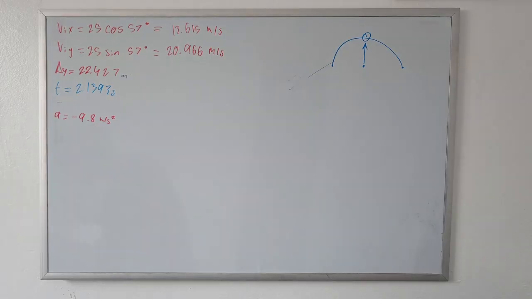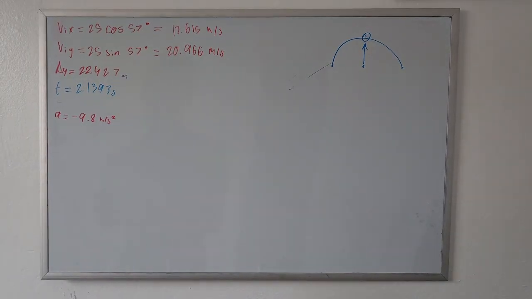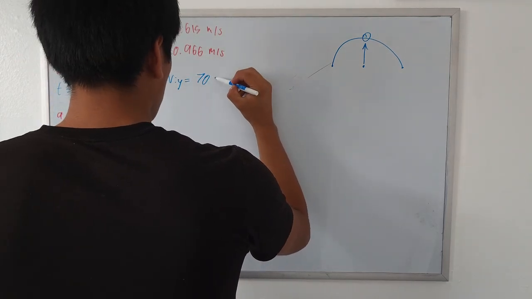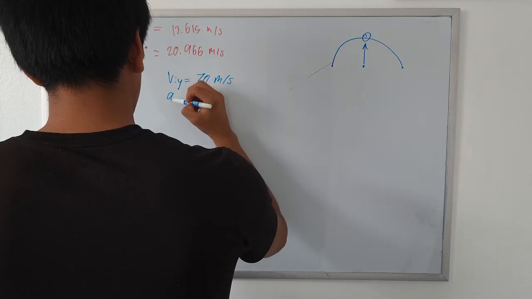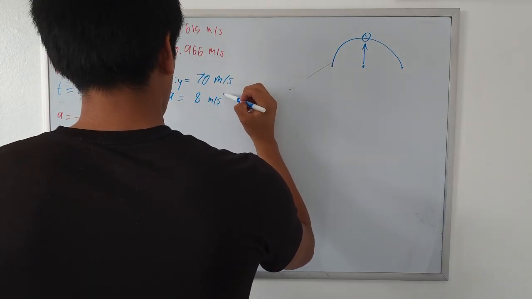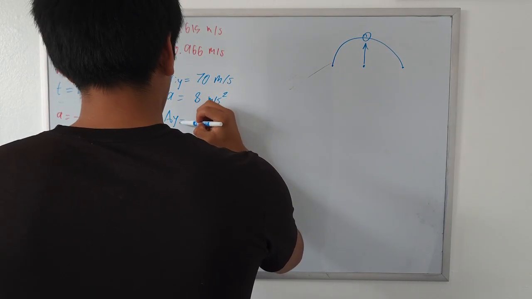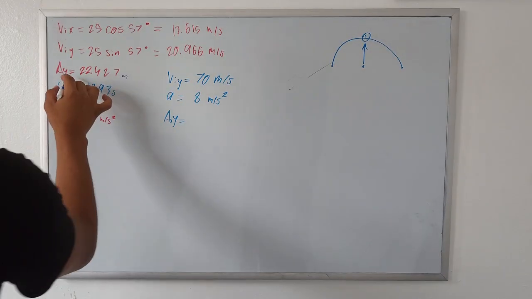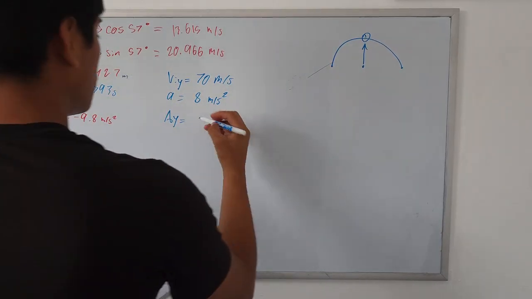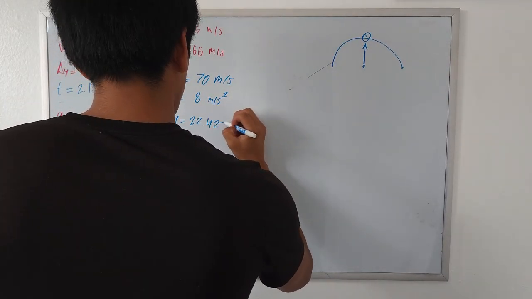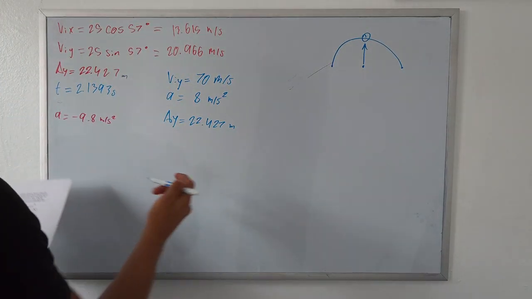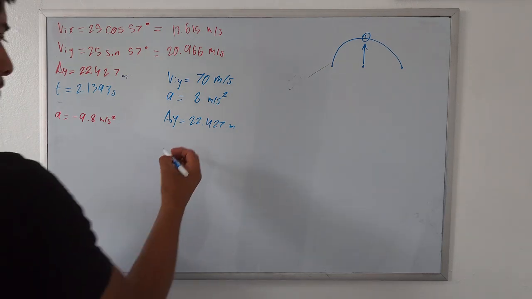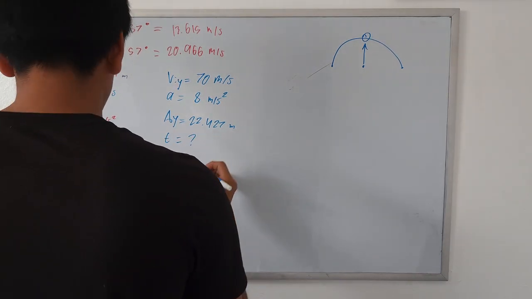Okay, so now we're going to write down our variables that we know for the rocket. So for the rocket, we know that the velocity initial in the y is going to be 70 meters per second, and that the acceleration is 8 meters per second squared, and the delta y, we want it to collide right here at the top. So the delta y is going to be the same as the maximum height of the blue projectile. So it's going to be 22.427 meters. And it's asking how long after, so it's asking for time. So time, that's what we're going to be looking for.